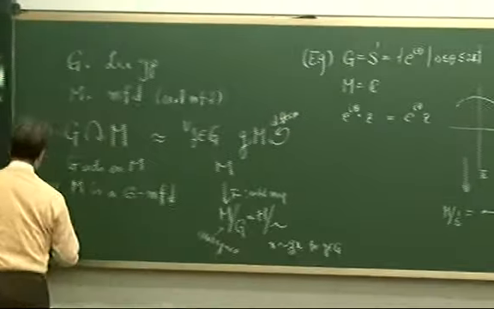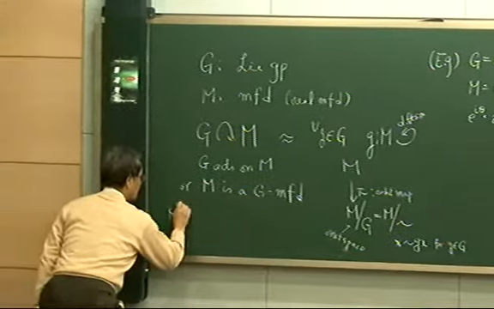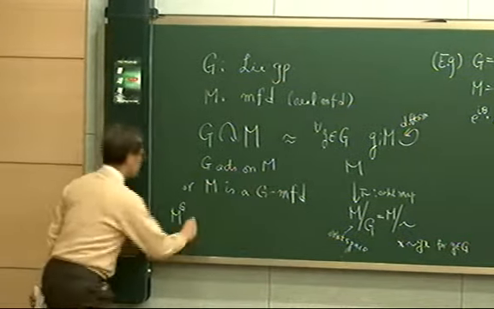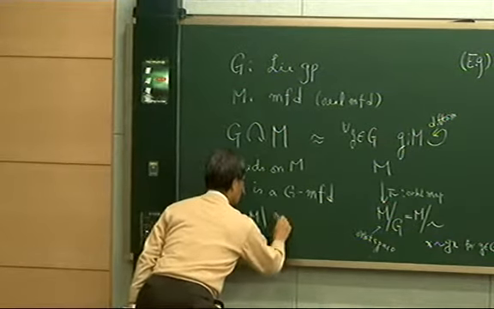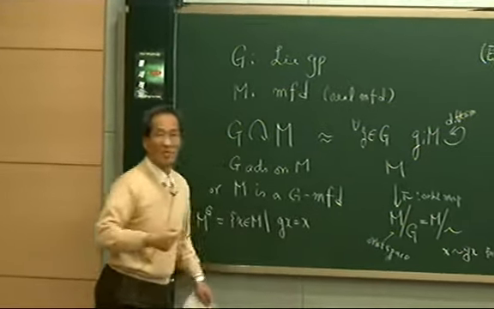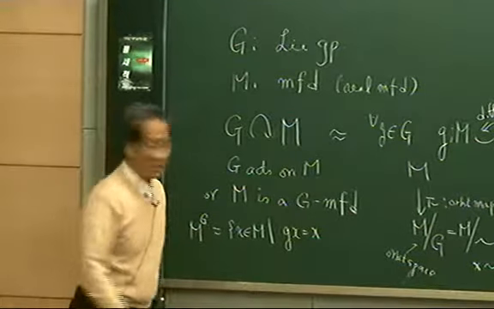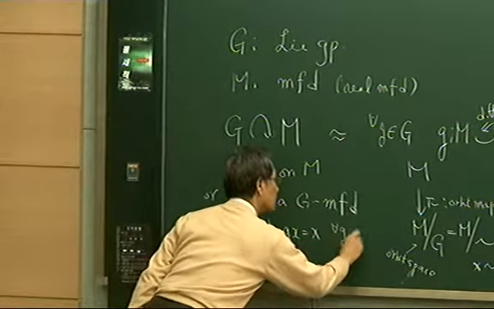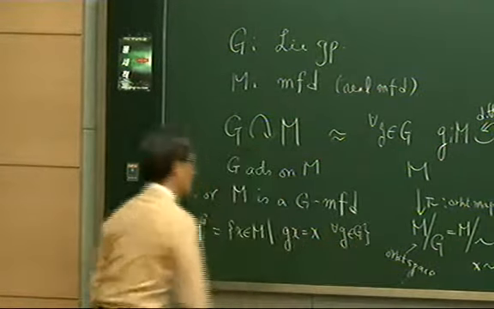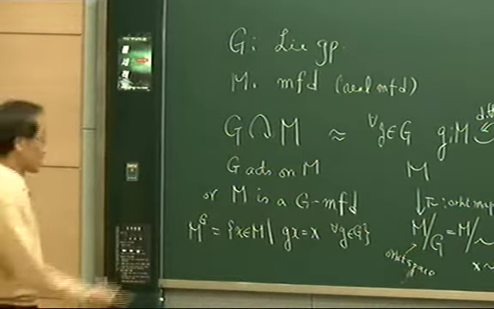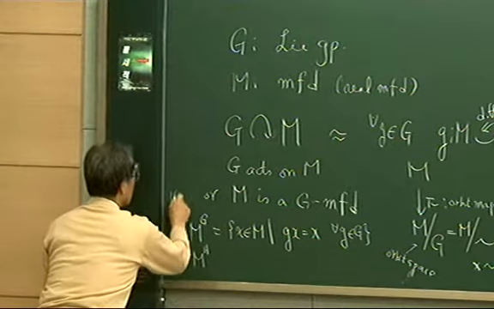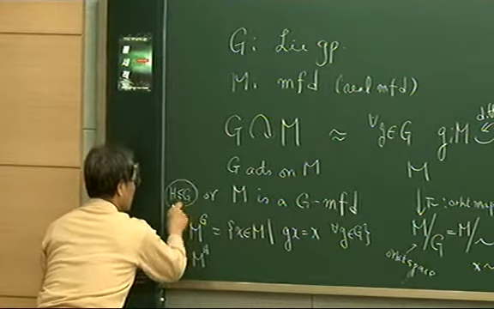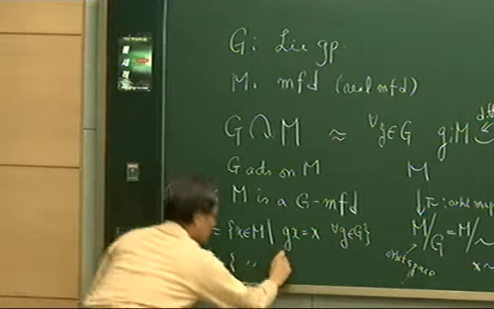This means another notation here. When you have a G action, then M to the G is the set of all points x in M such that gx is x, which does not move at all by every element of G. This can also be defined for any subgroup. So H is a subgroup of G, then you can also define the same thing.